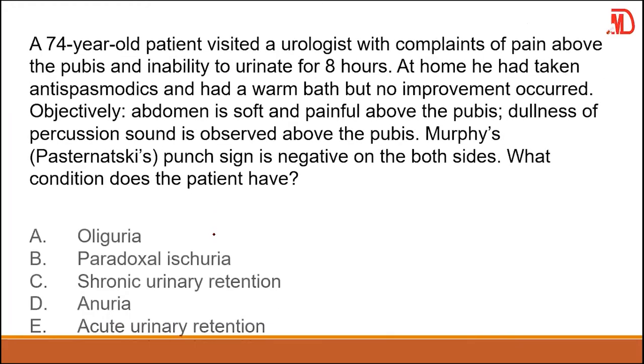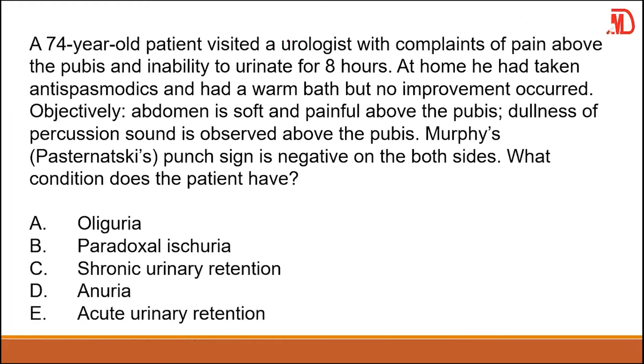So let's continue. A 74-year-old patient visited a urologist with complaints of pain above the pubis and inability to urinate for 8 hours. At home, he had taken antispasmodics and had a warm bath, but no improvement occurred. Even before that, when you hear about inability to urinate, you already have your differentials at the back of your mind. So it helps. Now, the abdomen is soft, painful above the pubis. Dullness of percussion sound is observed above the pubis.